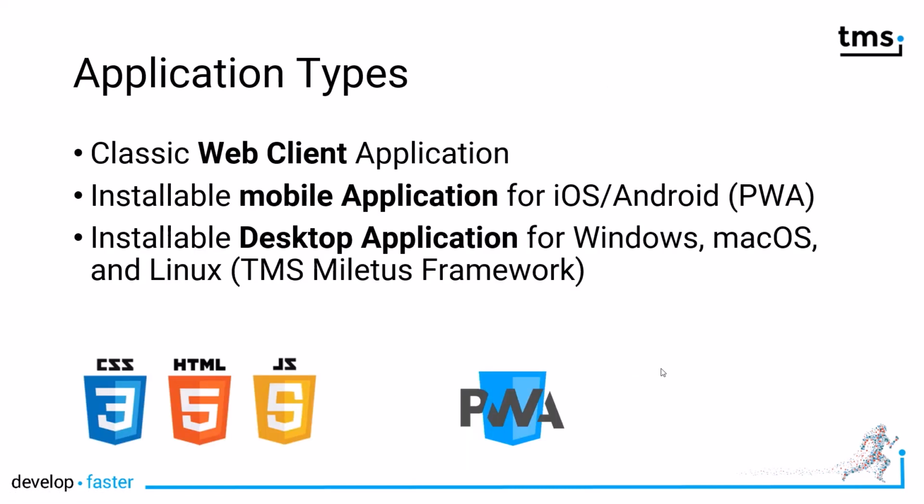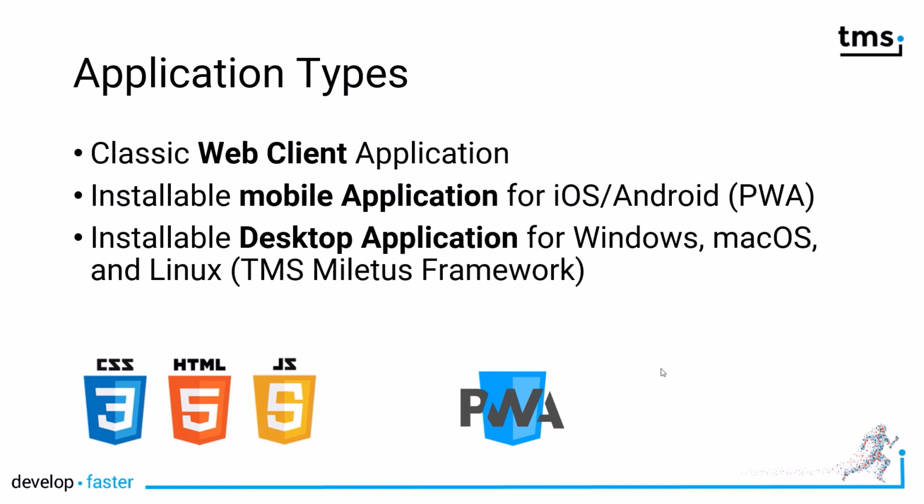With TMS Web Core, you can create three application types: the classic web client application, the installable mobile application, PWA. The difference between the two is that the mobile application downloads to the device and can be run offline. The title here is a little bit misleading because you can also use a PWA application on a Windows desktop. The browser does the same thing. It downloads the application, and when your computer is offline, you can still use the application inside of the browser.